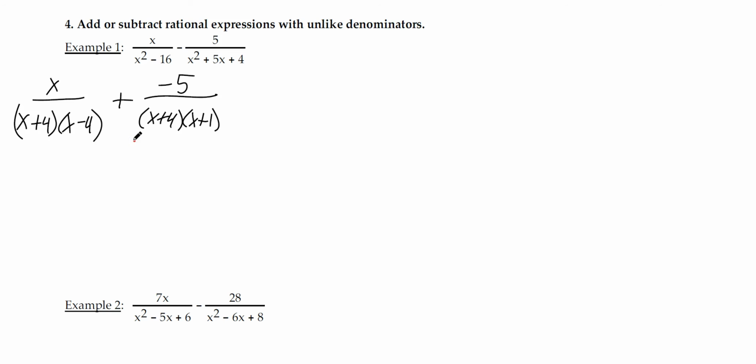Okay, so x plus 4, x minus 4, x plus 4, x plus 1. This one needs the x plus 1. So we're going to give it an x plus 1. And this one needs the x minus 4. So now we're multiplying by a factor of 1, which does not change the value of the expression. It's still an equivalent expression. And now you can see that they have common denominators.